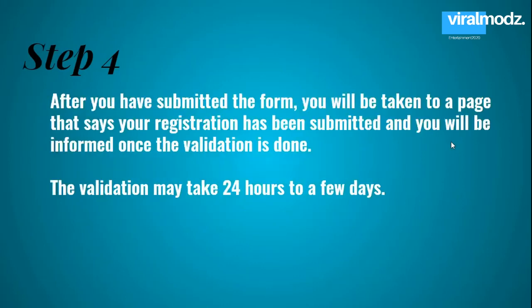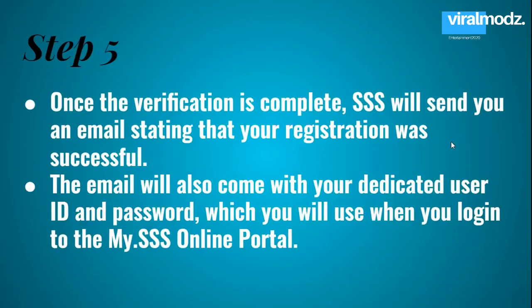After you have submitted the form, you will be taken to a page that says your registration has been submitted, and you will be informed once the validation is done. Take note that the validation may take 24 hours to a few days. Step 5, once the verification is complete, SSS will send you an email stating that your registration was successful. The email will also come with your dedicated user ID and password, which you will use when you log in to the my.sss online portal.